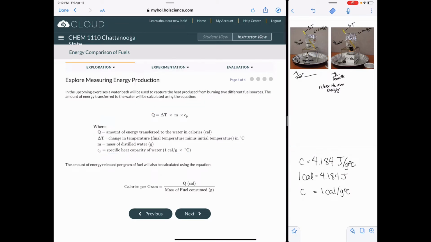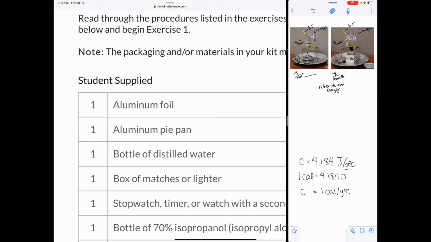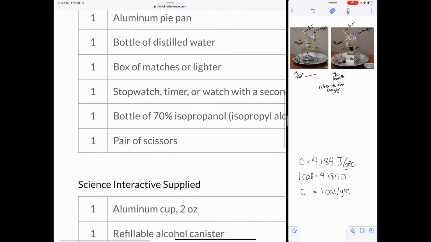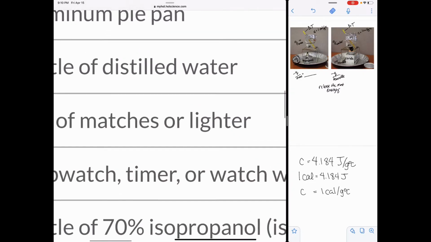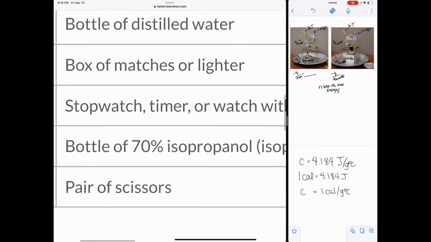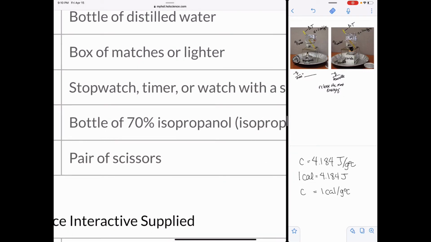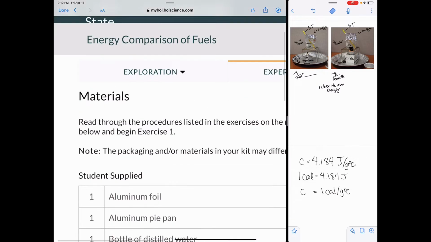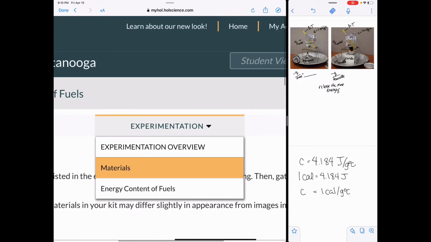Materials wise, you do need to make sure you've got your aluminum foil, a pie pan, and matches because you're burning. And then you're going to go back to needing that distilled water that you bought for an earlier lab. Hopefully you still have it, as well as the isopropanol you bought for an earlier lab. You're going to need, I don't know, like 60 mils, I think, of it. So not a ton of it, but some. All right, and then we'll just go ahead and look through the lab and see what you're actually doing in the lab.